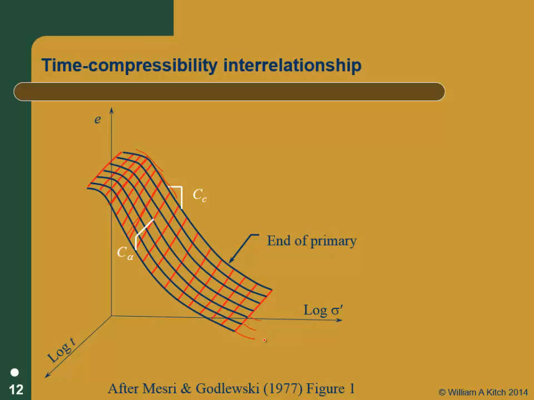So each of these is for end of primary plus some amount of time past primary. So what makes this possible is the assumption that C sub C over C sub alpha is constant, because without that we can't do this.